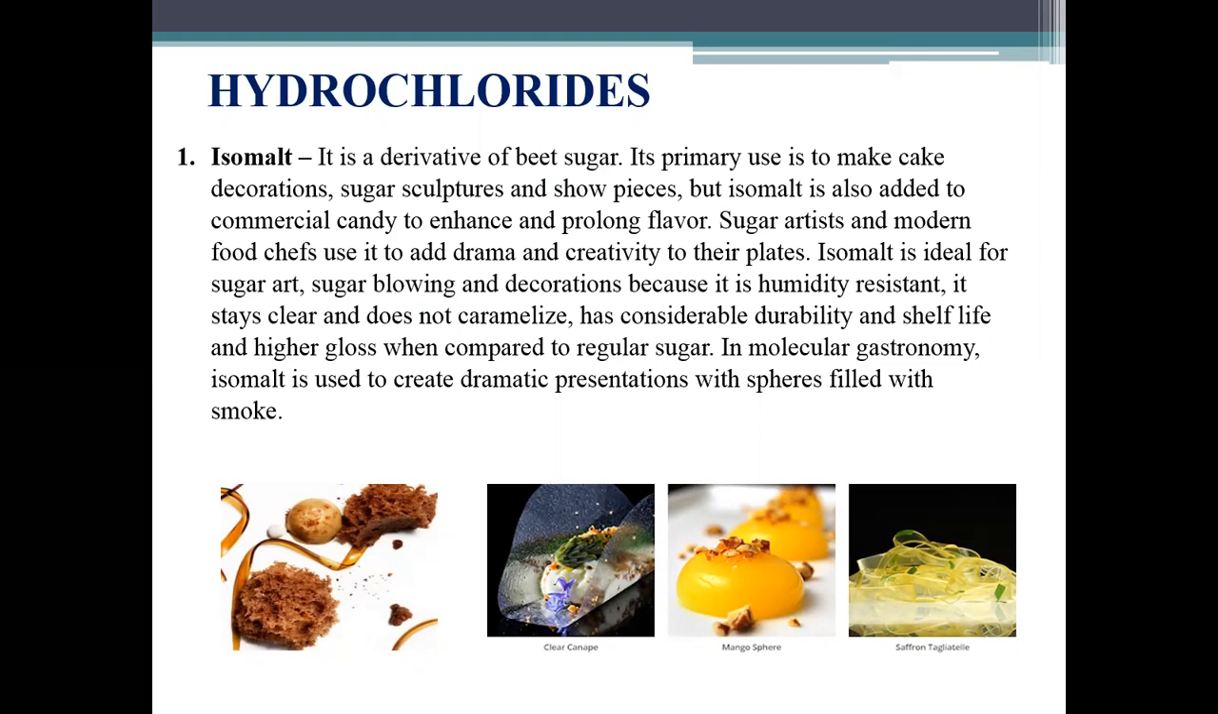platings. Isomalt is ideal for sugar art, sugar blowing, and decoration because it is humidity resistant, it stays clear and does not caramelize. It has considerable durability and shelf life and higher gloss when compared to regular sugar. In molecular gastronomy, isomalt is used to create dramatic presentation and sphere filling with smoke. As you can see in the various photographs at the bottom, this is presentation in molecular gastronomy.